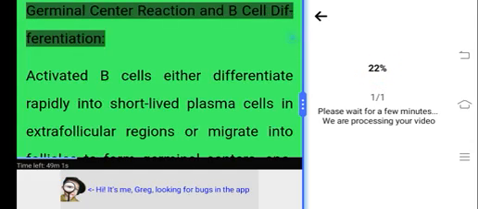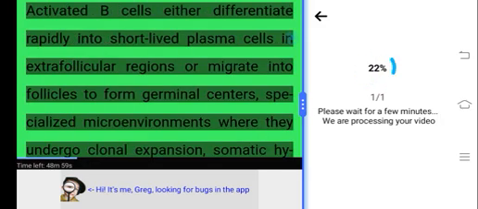Germinal center reaction and B cell differentiation. Activated B cells either differentiate rapidly into short-lived plasma cells in extrafollicular regions or migrate into follicles to form germinal centers, specialized microenvironments where they undergo clonal expansion, somatic hypermutation (SHM), and class switch recombination (CSR).